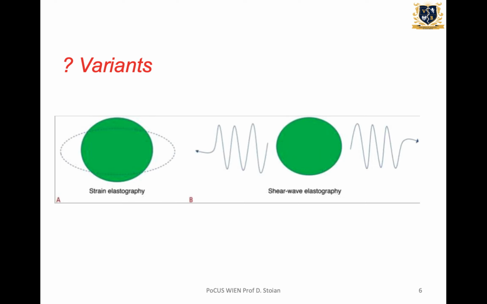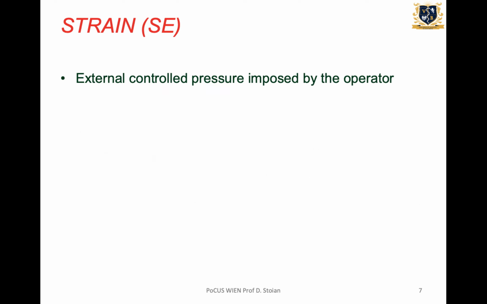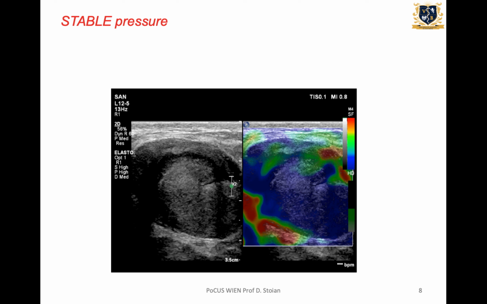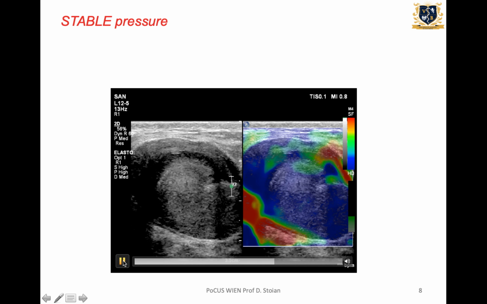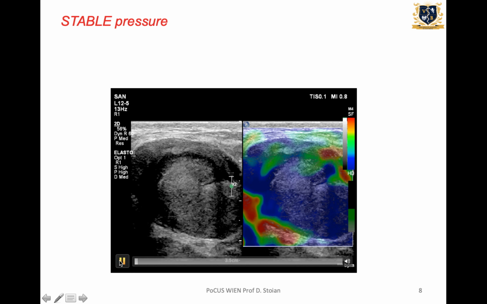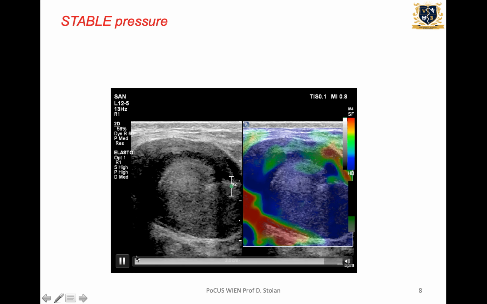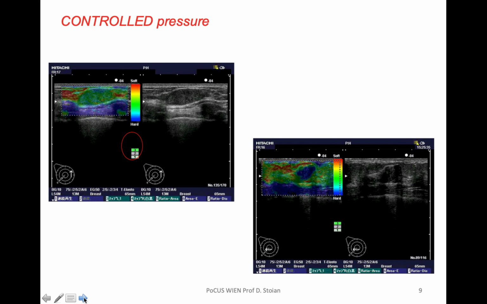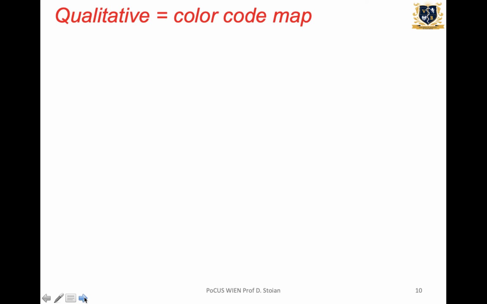We can offer two major variants, again repeating myself: the strain, when you exert an external controlled pressure induced or imposed by the operator from superior to the lesion. The pressure has to be constant. For example, on the Philips device, this range, this bar column should be constant, or on the Hitachi device, where the pressure looks like this, you have to be between level 3 and 4 of pressure, not lower, not higher, in order to have an accurate measurement.